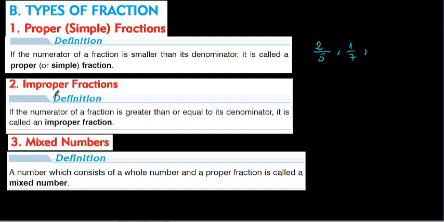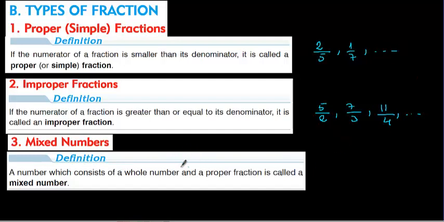The second one is called improper fraction. In an improper fraction, the numerator is greater than the denominator. For improper fractions, for example, 5/2 or 7/3 or 11/4 are improper fractions. We can give many examples like this.